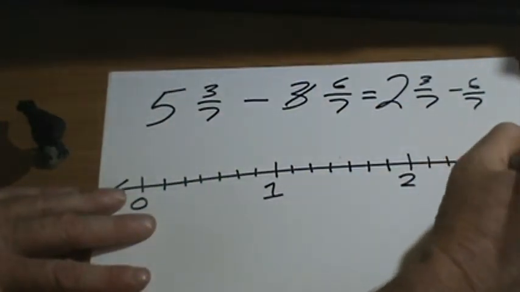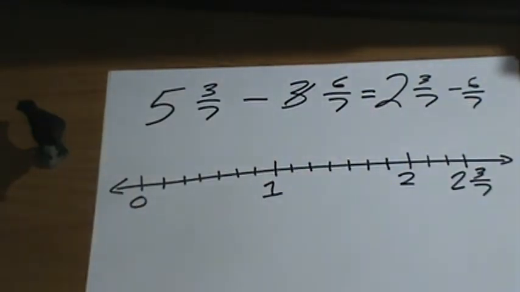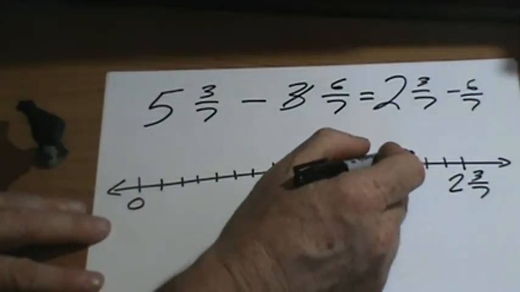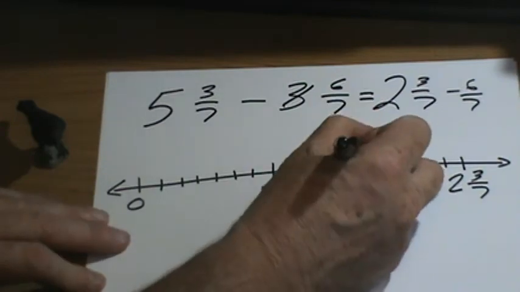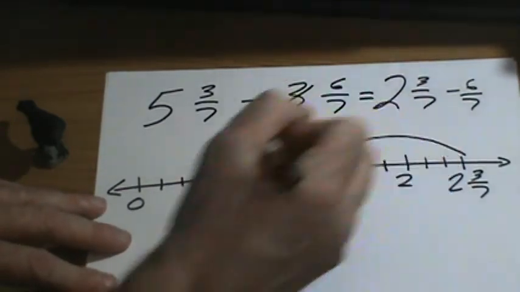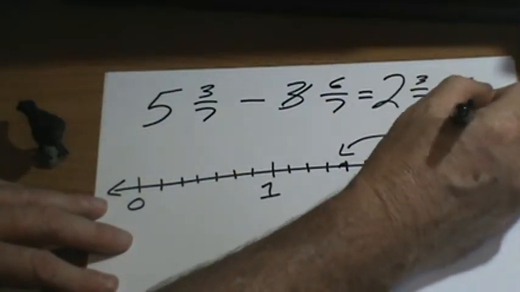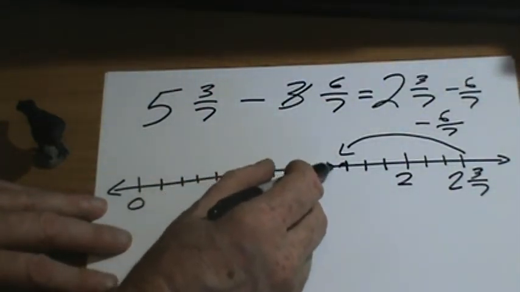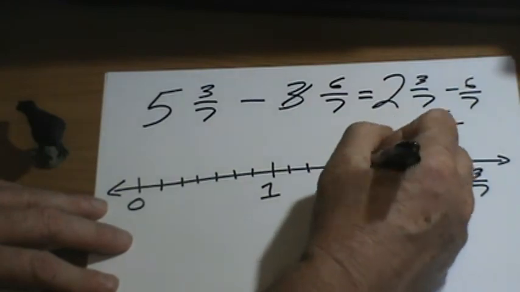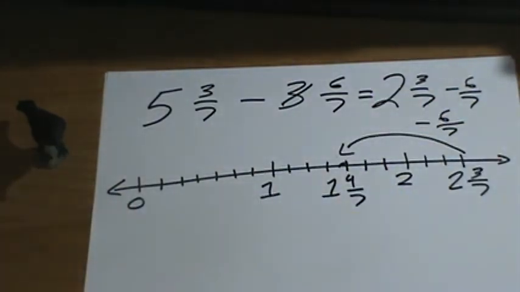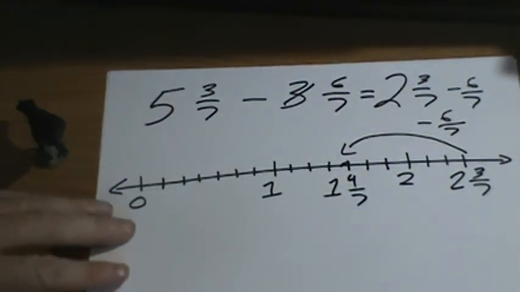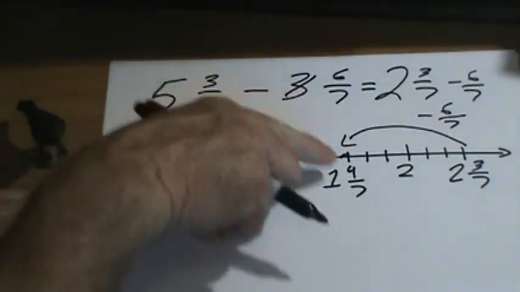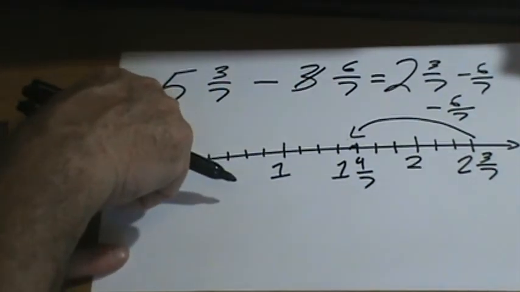I could start there because that's where we're starting at, okay? 2 3/7. How many am I subtracting? 6/7. 1, 2, 3, 4, 5, 6. Where am I at? I'm at 1 1/7, 1 2/7, 1 3/7, 1 4/7. And a way we could check this, if we like, we could add 3 6/7 plus 1 4/7, and we should have 5 3/7.